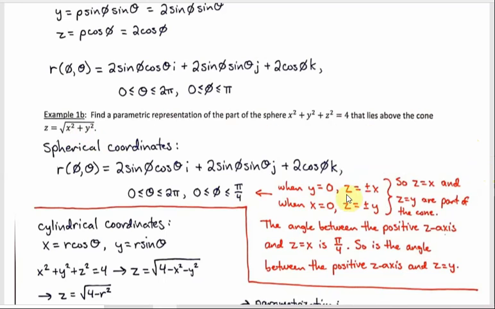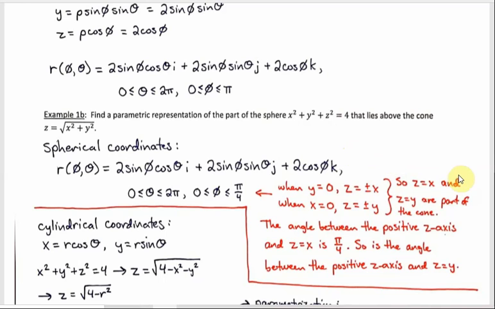And if y is 0, z is plus or minus x. So we're thinking of the top, right? Because it's the part of the sphere that's above the cone. So since I'm thinking of top, I'm thinking above the xy plane, where z is positive. So I'm thinking of the line z equals x here more than z equals negative x. But I guess they would both kind of show up. But then when x is set equal to 0, then z would be plus or minus y. So you could draw them in as well, like z equals y, z equals negative y.